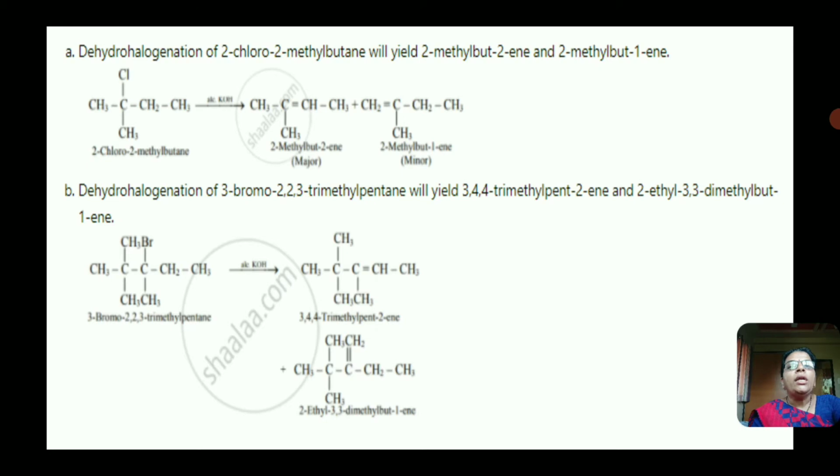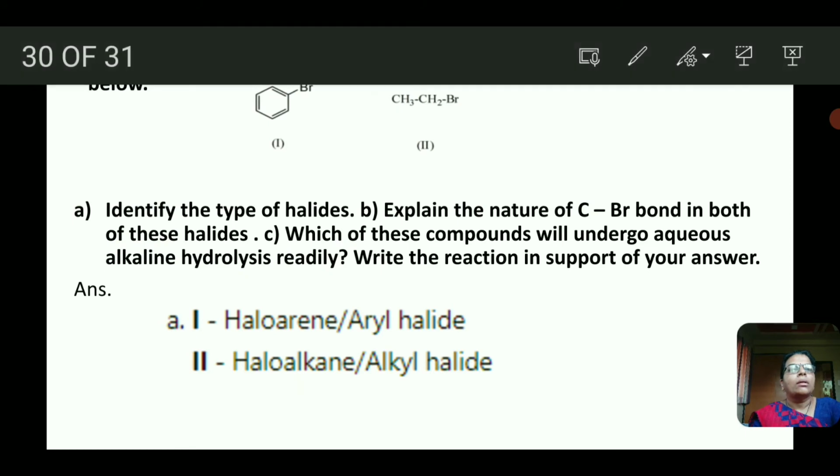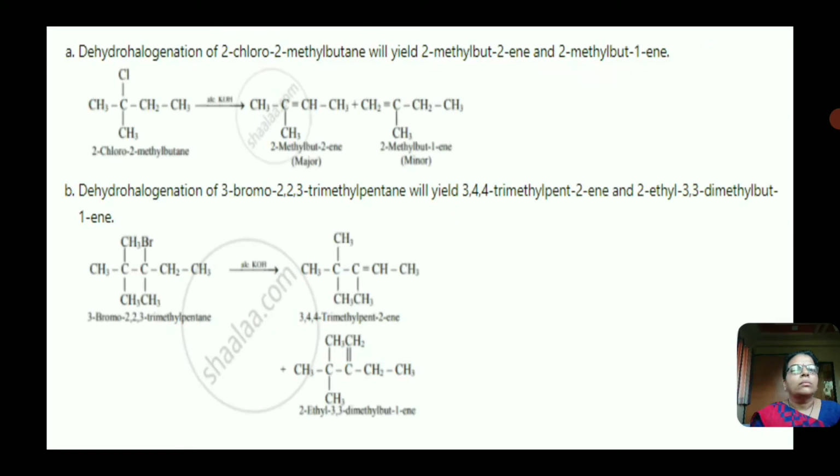Now we are going to see the dehydrohalogenation of 2-chloro-2-methylbutane. 2-chloro-2-methylbutane is a tertiary alkyl halide, and when it is treated with alcoholic KOH, removal of the alpha halogen atom and beta hydrogen atom takes place.